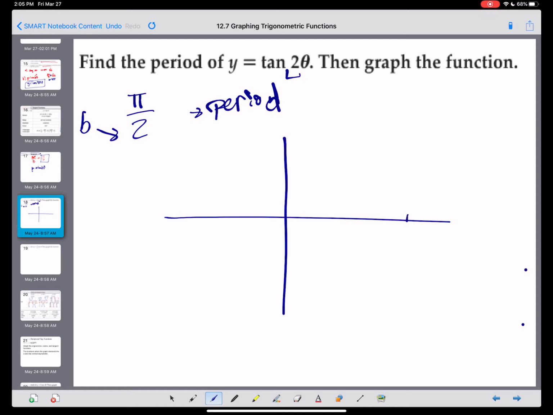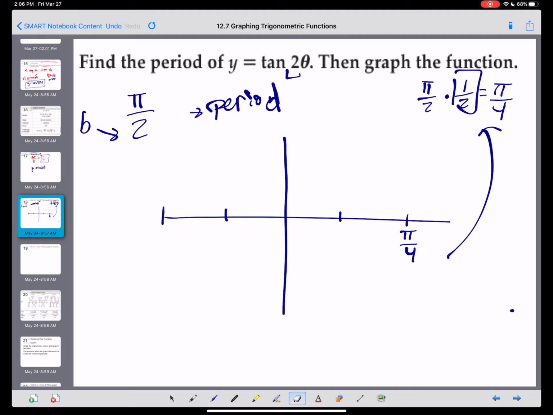The first thing that we're going to do is break it into fourths like this. 2 on the left and 2 on the right. Okay, that's important. What you're going to do with your period, pi over 2, is multiply it by 1/2. This first coordinate here is pi over 4. So once again, to get pi over 4, you take your period and multiply it by 1/2. What's kind of cool is that if you know that the right side is pi over 4, then the left side is negative pi over 4.